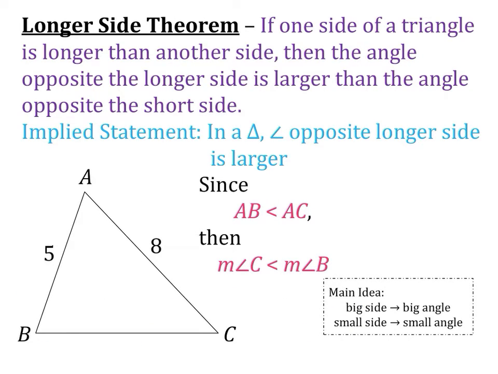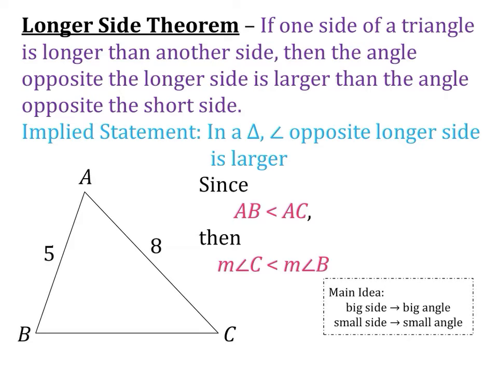Next, let's take a look. This leads us to the longer side theorem. It states if one side of a triangle is longer than the other side, then the angle opposite the longer side is larger than the angle opposite the short side. So our implied statement can be shortened down to, in a triangle, angle opposite longer side is larger.